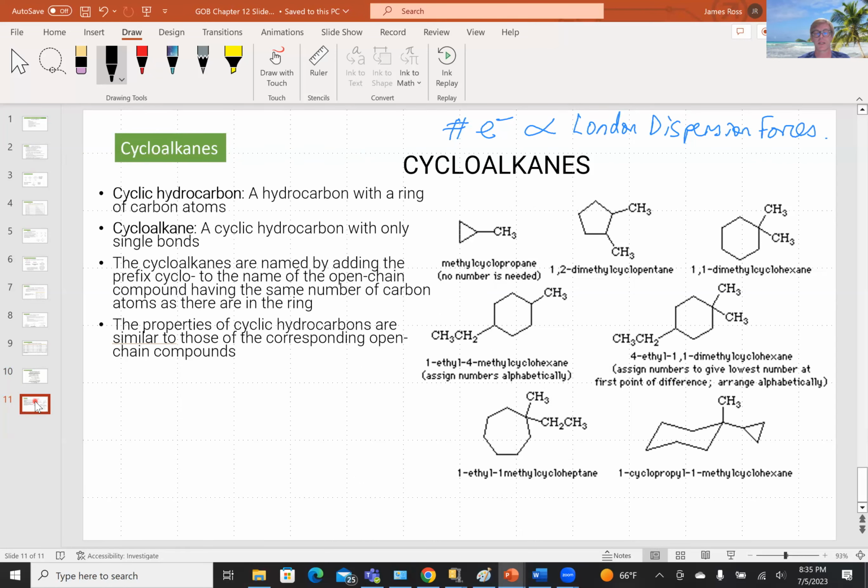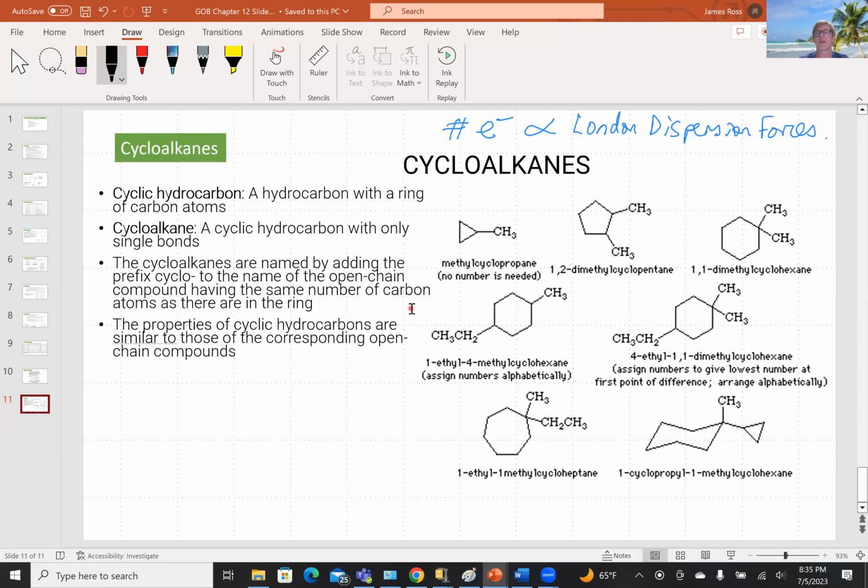Cycloalkanes to finish off. This is the last slide I have for this video. Cycloalkanes are just ring structures where the alkane bends in on itself. You can have 3-membered rings, 5-membered rings, 6-membered rings, however many rings you want. And we can name those as well.